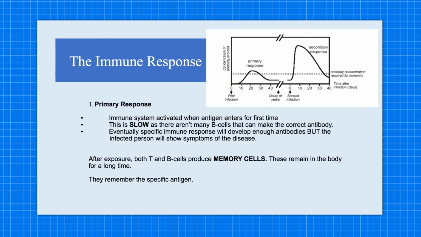So the primary response. First of all, the immune system is activated when the antigen enters for the first time. However, this is slow, as there aren't many B cells that can make the correct antibody. Eventually the specific immune response will develop enough antibodies, but the infected person will show symptoms of the disease. After exposure, both T and B cells will produce what we call memory cells, and these remain in the body for a long time, and these remember the specific antigen that they have come across before.